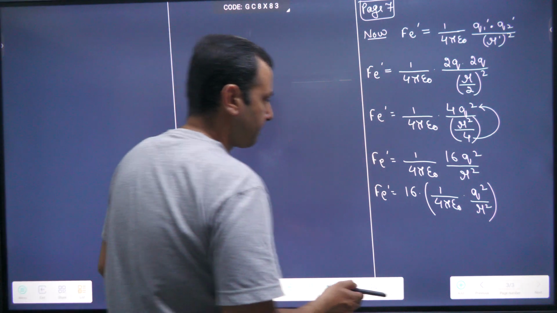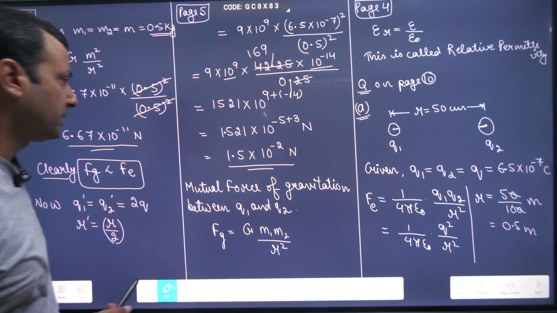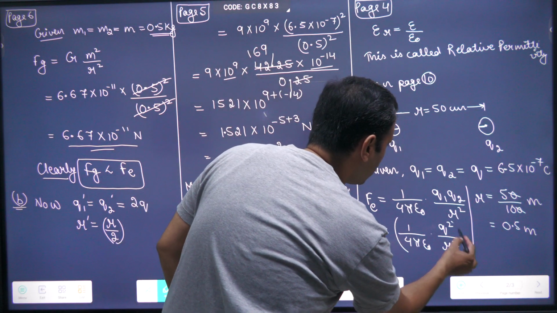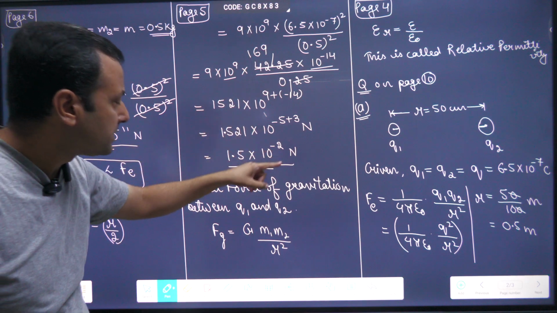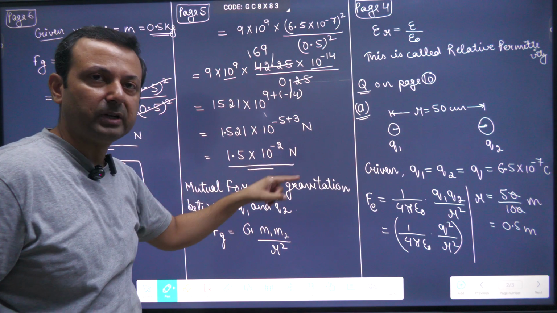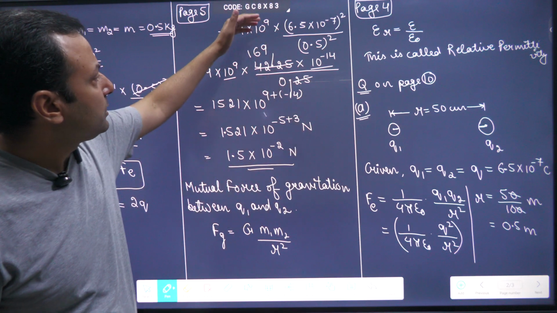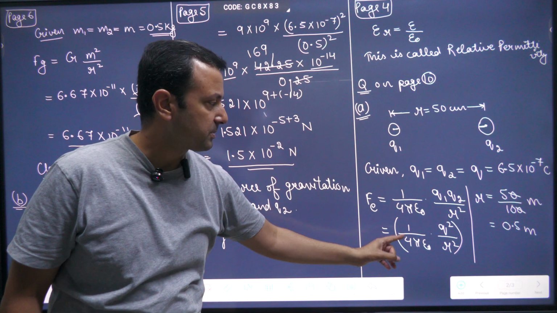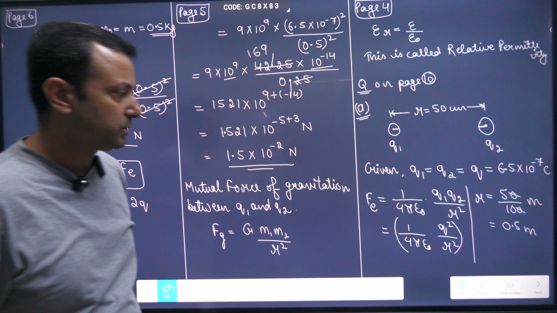Now, going to the previous slide, let's check. It was 1 upon 4 pi epsilon naught Q square upon R square, and we have calculated this. The answer came out to be 1.5 into 10 to the power minus 2 Newton. So, we are not going to do this calculation again. We know that the value of 1 upon 4 pi epsilon naught Q square upon R square is this, 1.5 into 10 to the power minus 2.